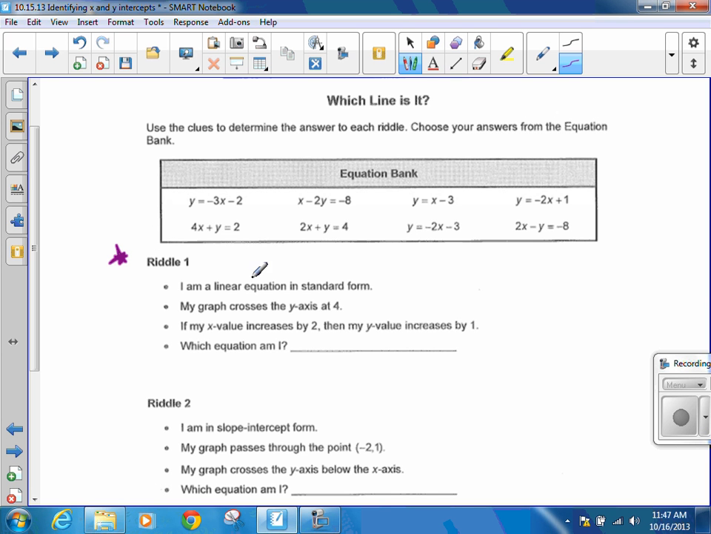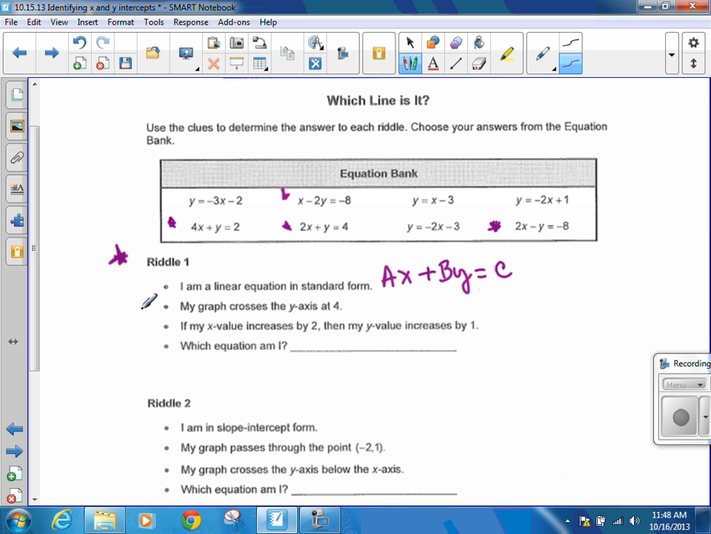I am a linear equation in standard form. What does that mean? What is our equation going to look like? Ax plus By equals C. And which of these equations in our equation bank gives us that form? So then we've got this one, we've got this one, and I think there's one more right here. So I have at least narrowed my selection down to 4 equations.